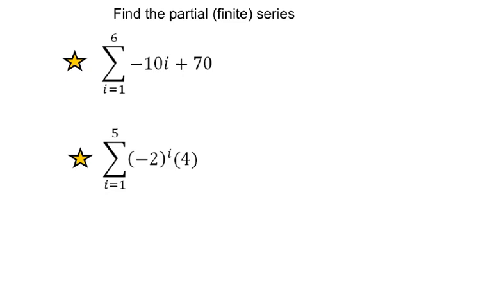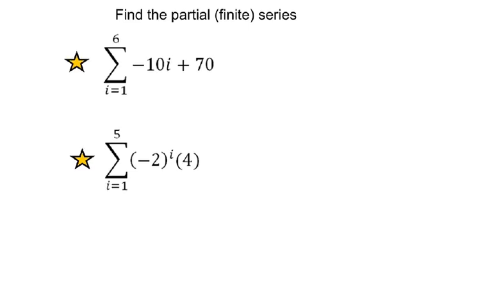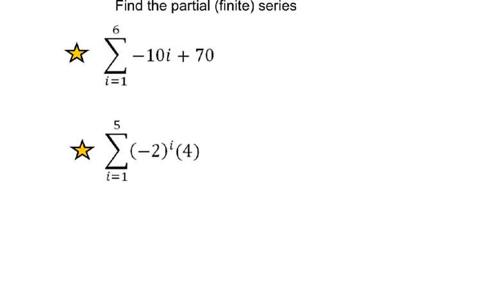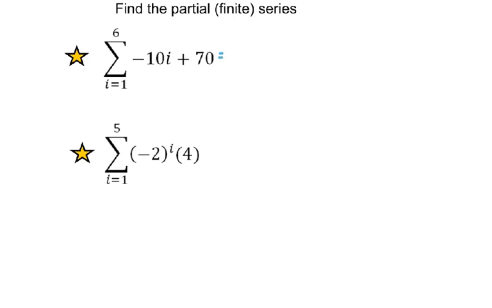When we're asked to find the partial finite series, it just means we're going to be adding up the number of terms they tell us to here. And finite means that it's obviously not going to an infinite number of terms. Sometimes we can have an infinite series.